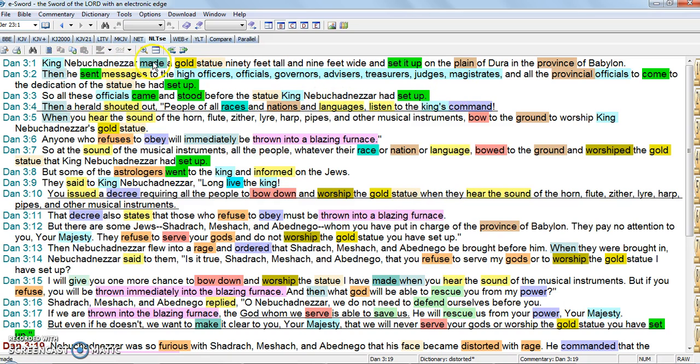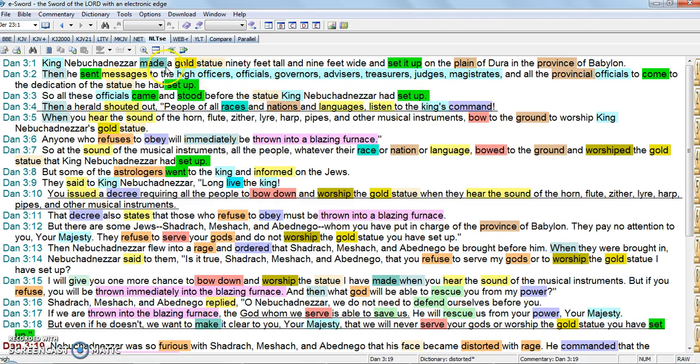King Nebuchadnezzar made a gold statue 90 feet tall and 9 feet wide, and set it up on the plain of Dura in the province of Babylon. Then he sent messages to his officers, high officers, officials, governors, advisors, treasurers, judges, magistrates, and all the provincial officials that came to the dedication of the statue he had set up. So all these officials came and stood before the king, the statue King Nebuchadnezzar had set up.